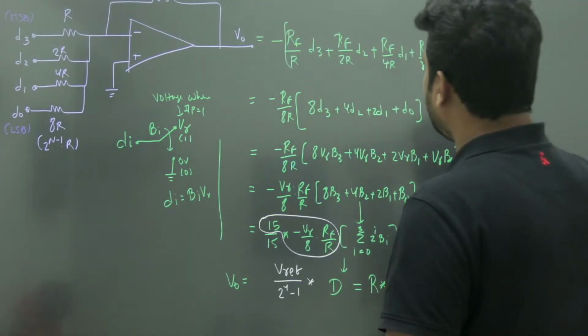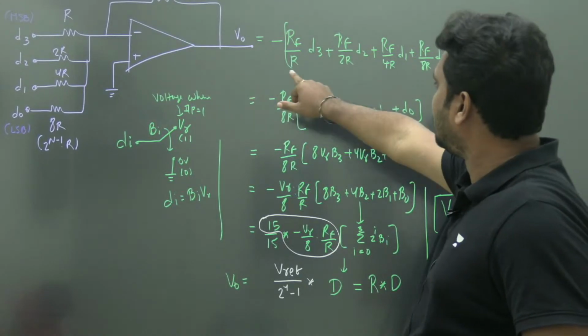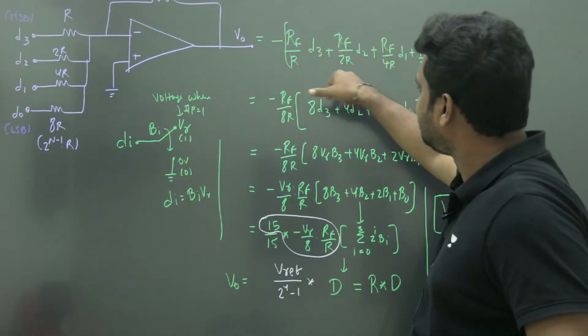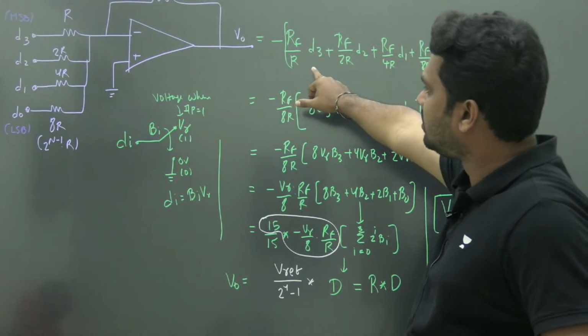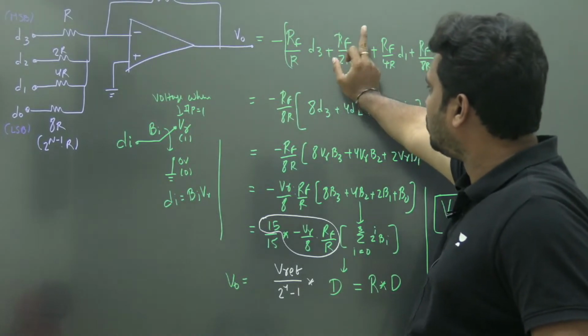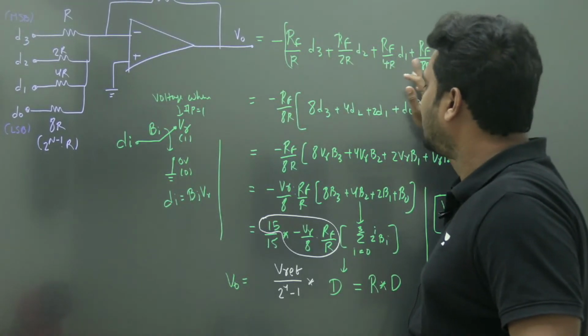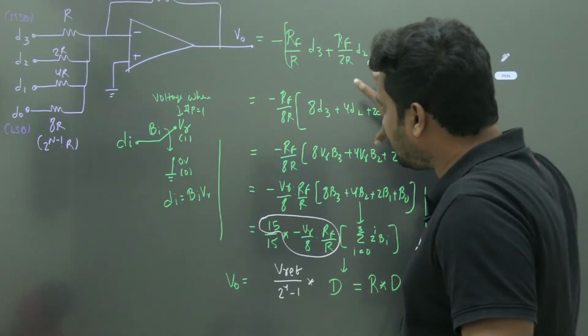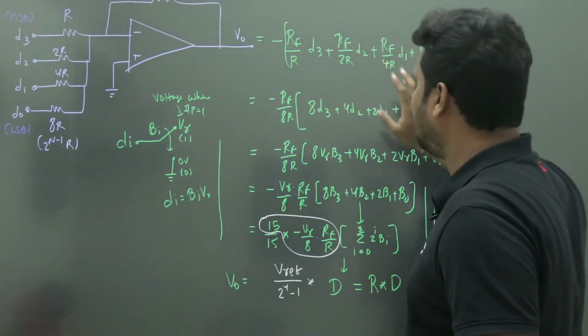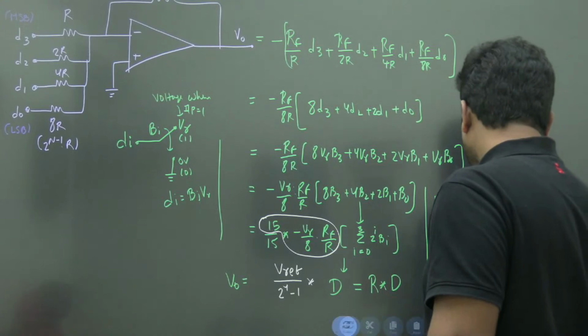Almost, I mean here just remember this. Okay, remember this one, that is sufficient: RF by R into the input you applied, RF by 2R into the input you applied. This is easy to remember, no need to remember all this. This is for your understanding that it is working like a weighted resistor type DAC.